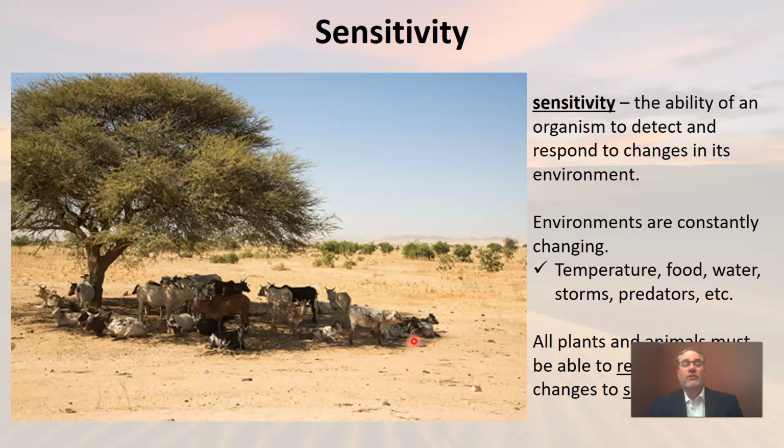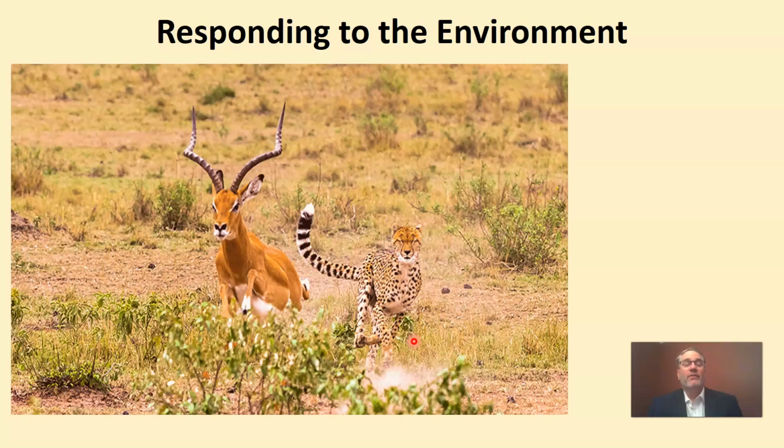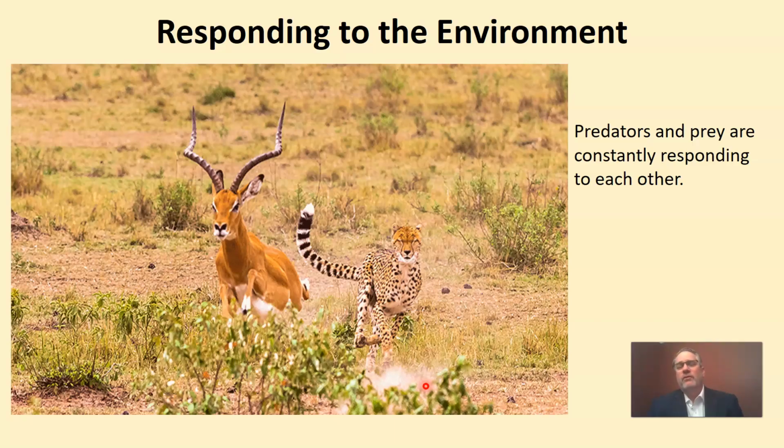So, in short, responding to your environment is about survival. This picture is a pretty good example of 2 organisms responding to their environment. Here we have a gazelle, and here we have a cheetah. Here's our prey, and here's our predator. Predators and prey are constantly at war and responding to each other. If you're a gazelle and you don't respond to the cheetah, you're going to be eaten. You are not going to survive. If you're the cheetah and you don't respond to the gazelle, then you're going to starve to death. You're not going to be collecting food.